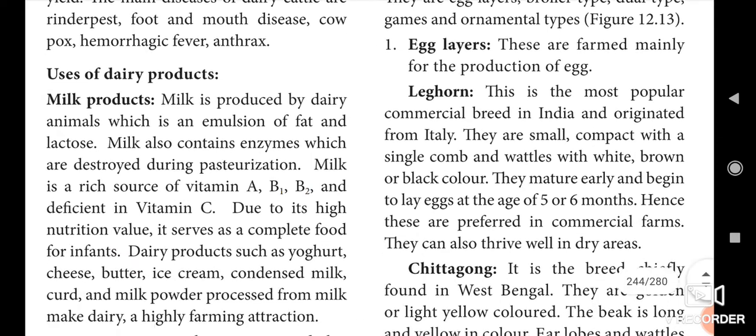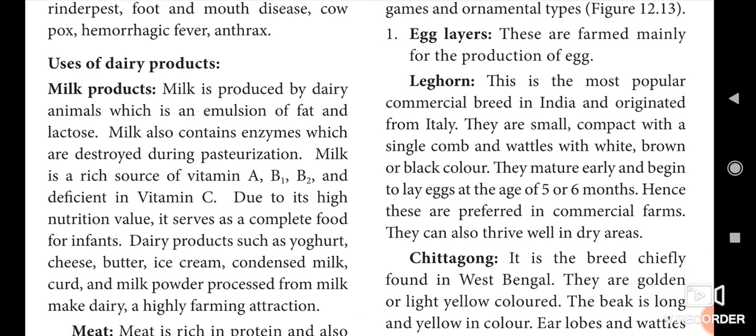For example, Leghorn. This is the most popular commercial breed in India and it originated from Italy. They are small, compact with a single comb and wattleless, with white, brown or black color. They mature early and begin to lay eggs at the age of 5 or 6 months.